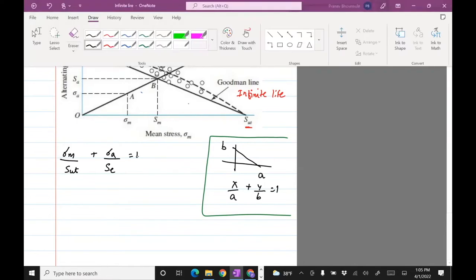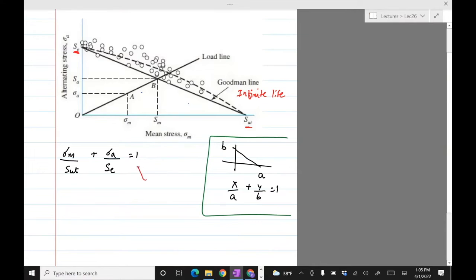So this is the equation for infinite life for the Goodman line.